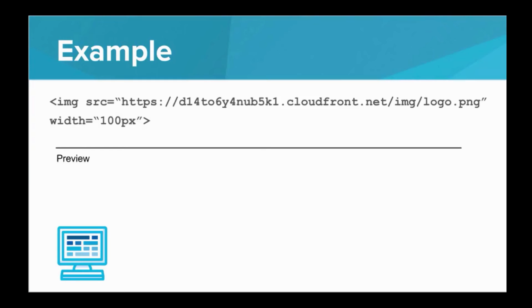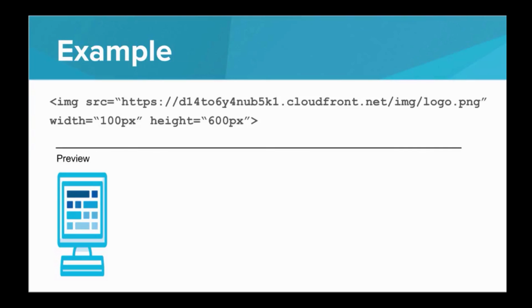So if we only specify width or height, then the other attribute will scale to keep the image the same shape. If we specify both width and height, then the image will actually get stretched to fit into those dimensions. So if we have a width of 100 and a height of 600 pixels, then the image will actually be stretched to look really tall.